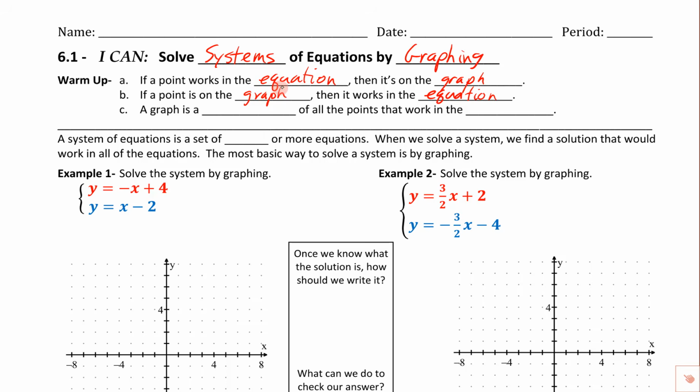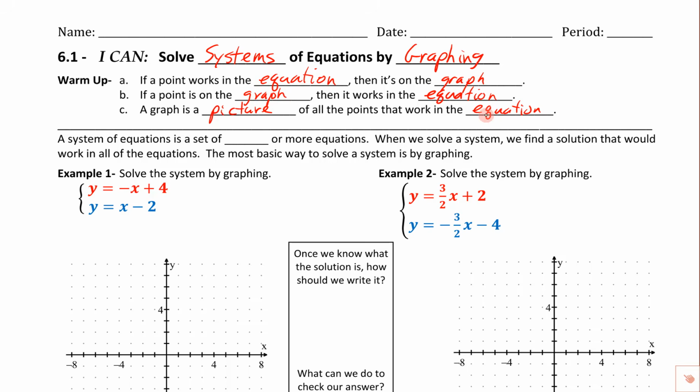So if a point works in the equation, in other words, if it makes the equation true, then it's on the graph. And if a point is on the graph, then it's got to work in the equation. It's got to make the equation true. And then the other thing to keep in mind that's going to be really useful as we talk about solving systems of equations by graphing is this. A graph is a picture. A graph is a picture of all the points that work in the equation. Again, when we say work in the equation, what we're talking about is it's a picture of all the points that make the equation true.